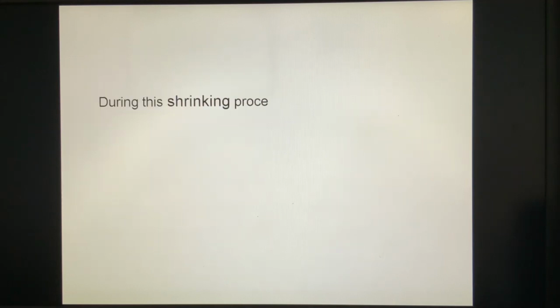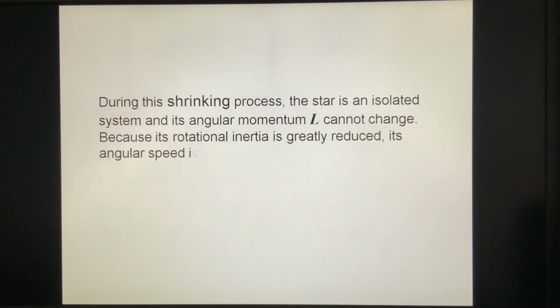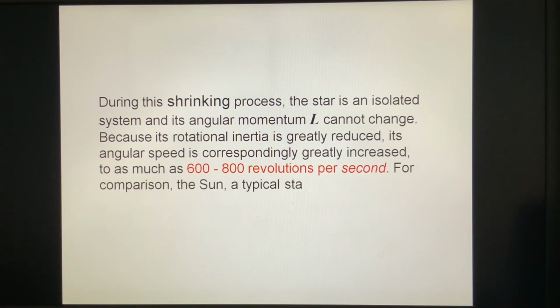During this shrinking process, the star is an isolated system, and its angular momentum L cannot change. Because its rotational inertia is greatly reduced, its angular speed is correspondingly greatly increased to as much as 600 to 800 revolutions per second. For comparison, the Sun, a typical star, rotates at about 1 revolution per month.